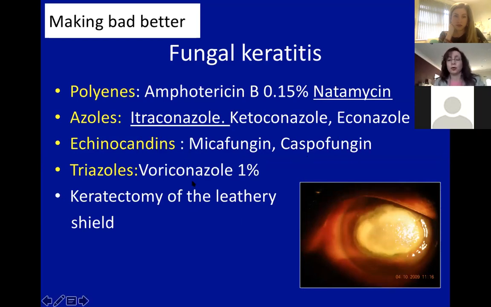Voriconazole we use quite often as topical drops and as a first line presentation because it's quite broad spectrum and it penetrates quite deeply. And if you have a leathery edge like this, then it's very difficult for the antifungals to reach the infection. So it's important to do a keratectomy to remove some of the fungal load as well as allow the antifungals to penetrate deeper.